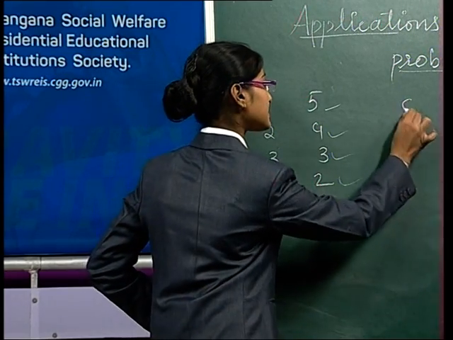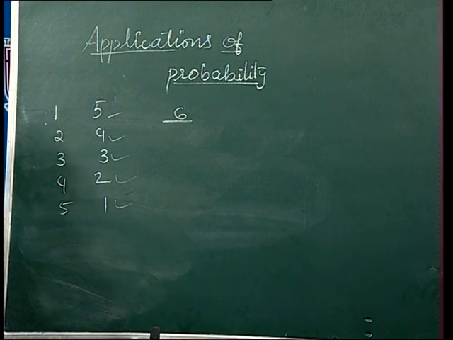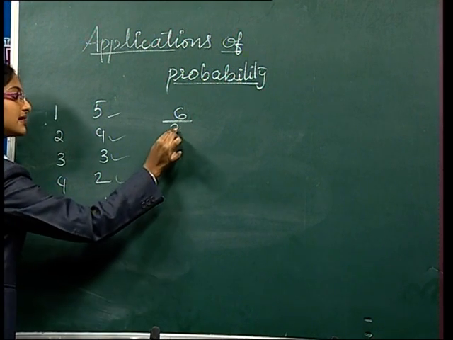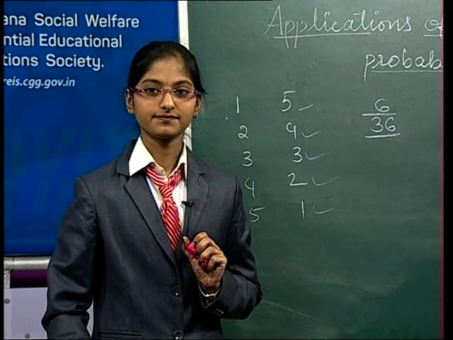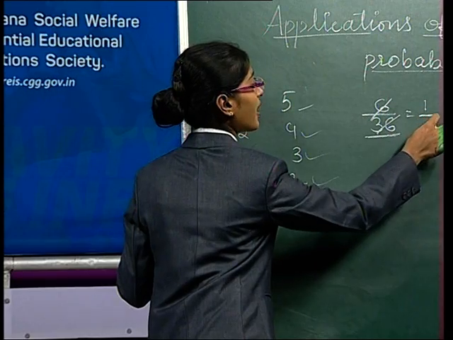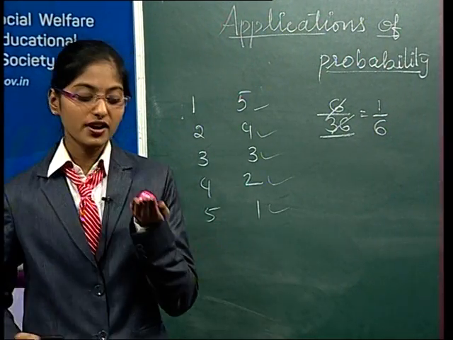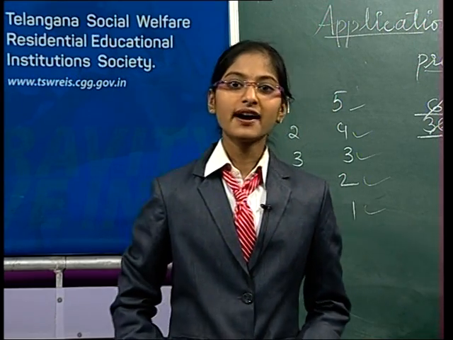So, 5 by what is the total number of outcomes for 2 dice? Yeah, there are 36 total outcomes. 5 by 36 is the probability here. So like this we can find the probability here.